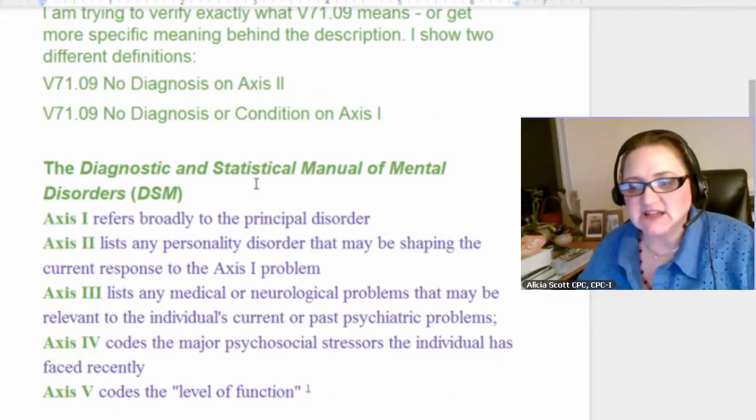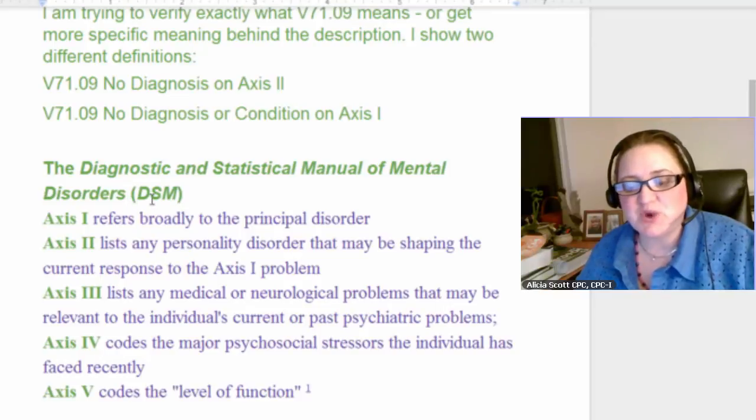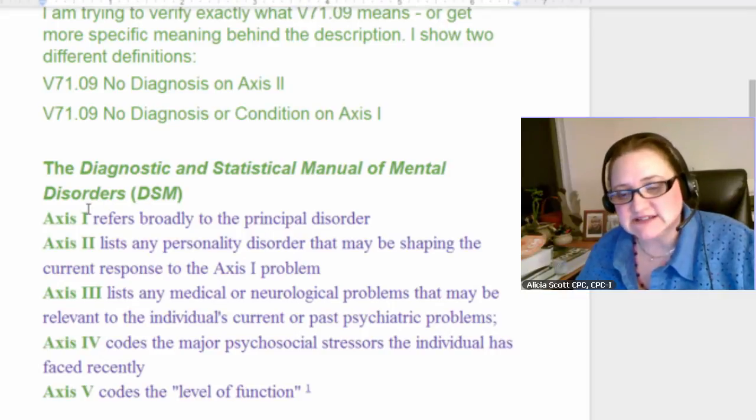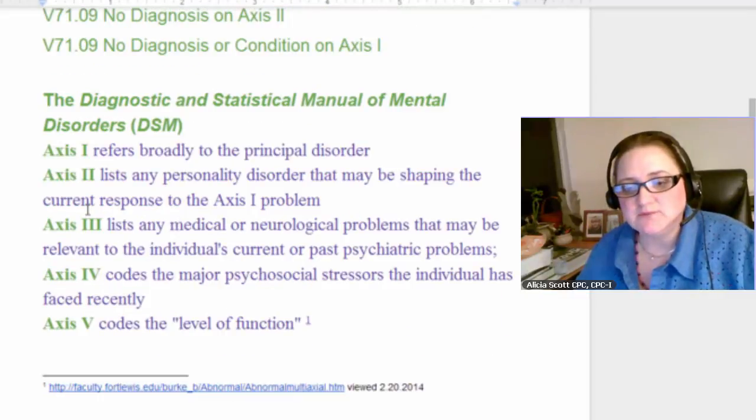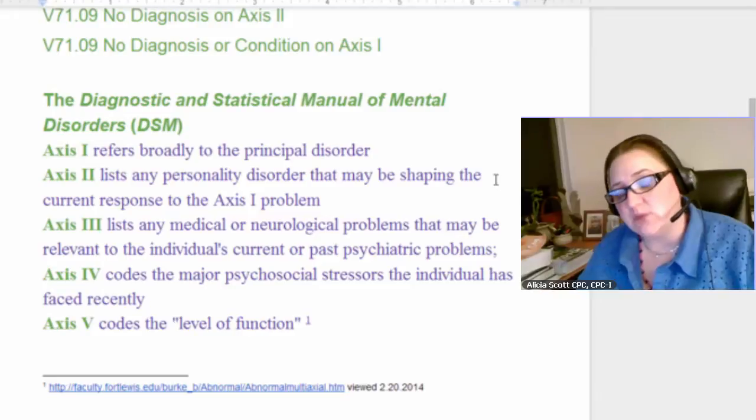The Diagnostic and Statistical Manual of Mental Disorders is what DSM stands for. Now, we're going to be working with DSM from this point on. And the axis is referring to how they determine what's wrong with their patient. And again, this is for mental health. So axis 1 is going to refer broadly to the principal disorder. Then axis 2 lists any personality disorder that may be shaping the current response to the axis 1 problem.